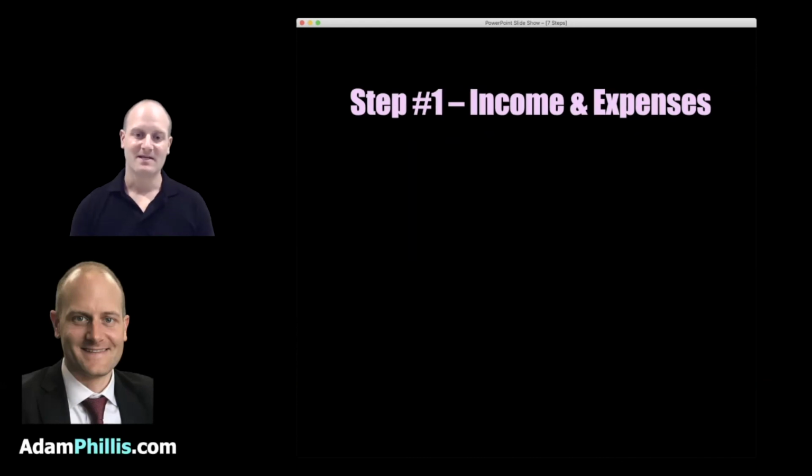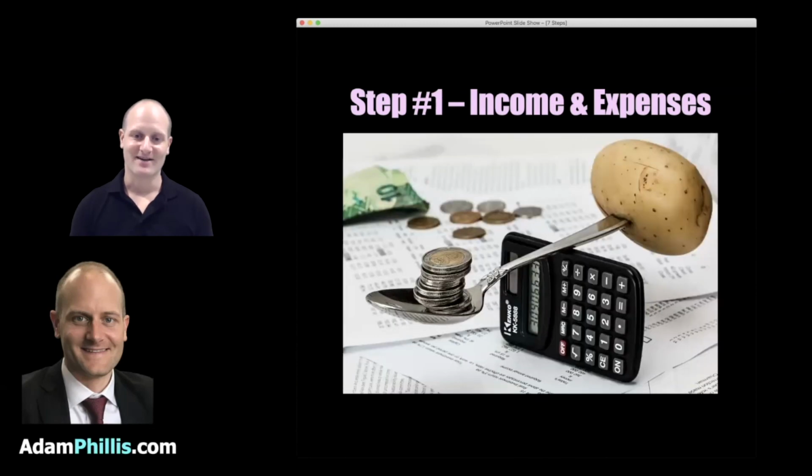So income and expenses can sometimes be like balancing apples and oranges. We always want to make sure our income is higher than our expenses. You never ever want to be living beyond your means.